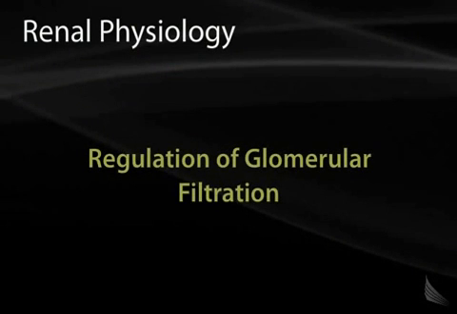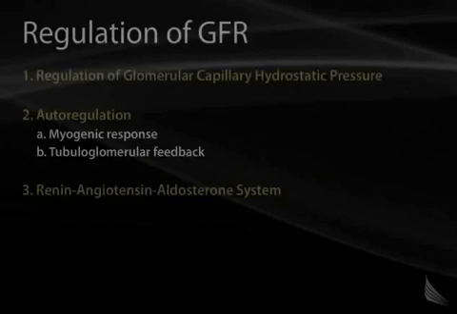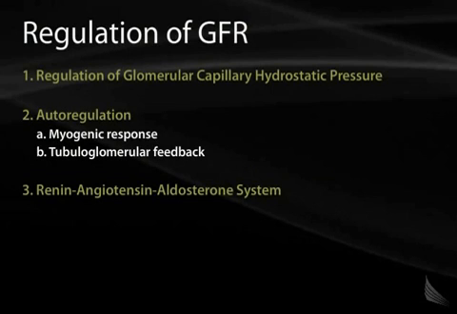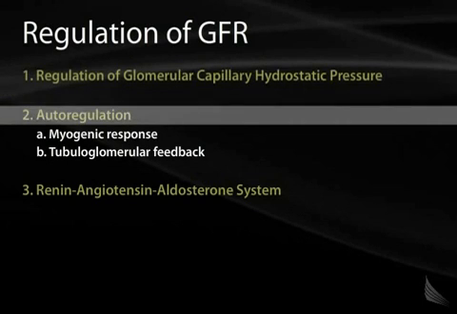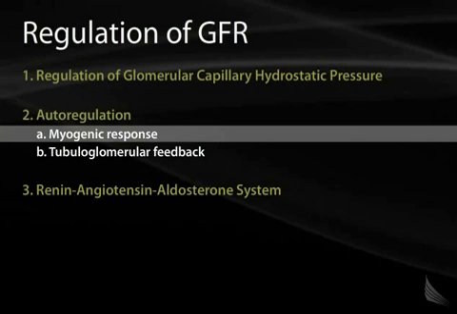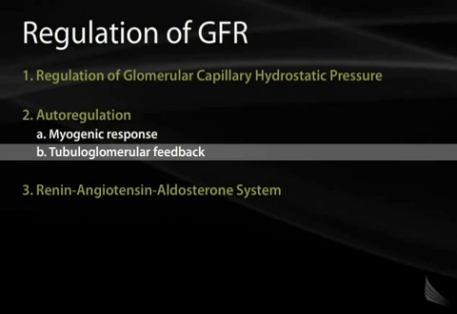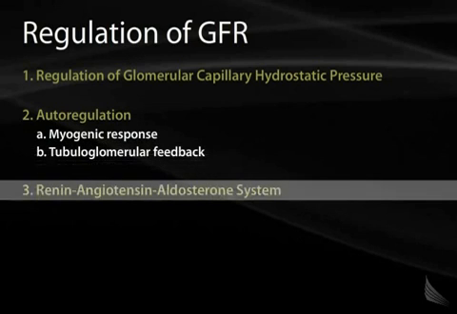Welcome to Section 4 of the Renal Physiology Review, regulation of glomerular filtration. In this section, we will walk through regulation of GFR, focusing on regulation of glomerular capillary hydrostatic pressure. Glomerular capillary hydrostatic pressure is regulated through the processes of autoregulation through the myogenic response, as well as tubuloglomerular feedback, and then we will walk through the renin-angiotensin-aldosterone system, which plays an extremely important role in the regulation of glomerular capillary hydrostatic pressure.